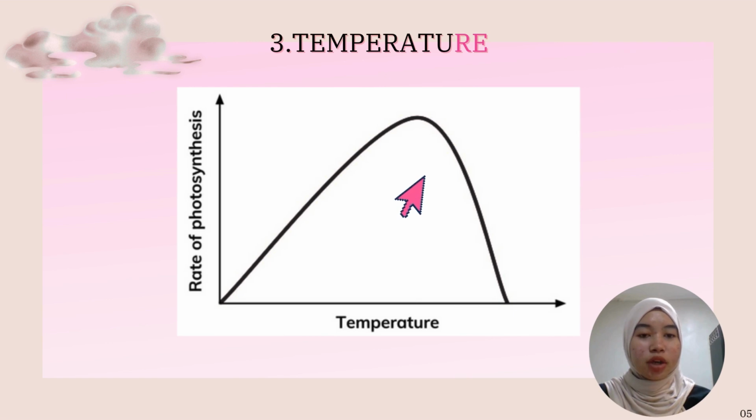Finally, the last factor for photosynthesis is temperature. I use the RE at the end to remind me that the graph reduces at the end. As temperature increases, the particles move around, which results in a faster rate of reaction. But this happens up to the optimum temperature, where the rate is fastest. At temperatures higher than optimum, the enzymes in the plant denature, causing the rate to decrease.